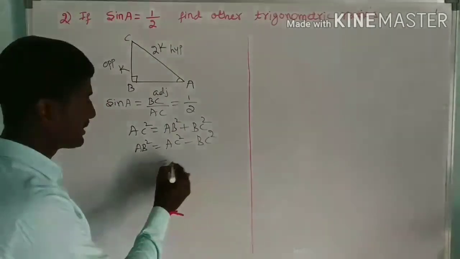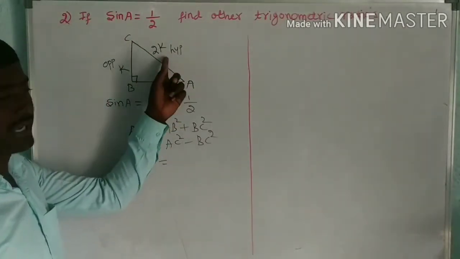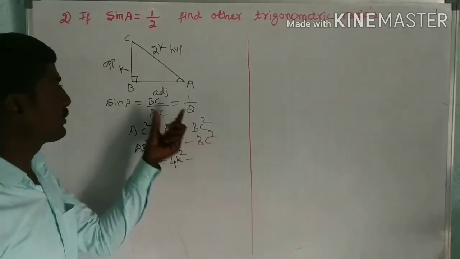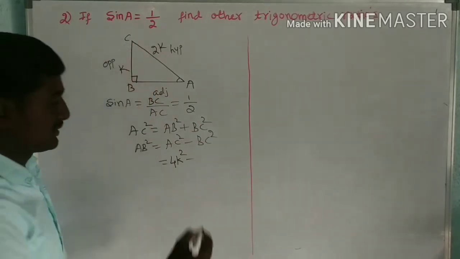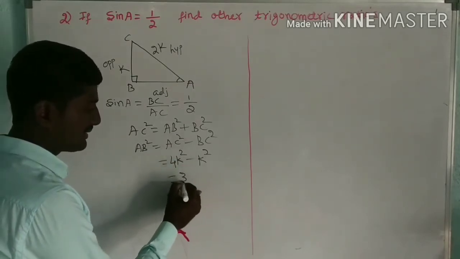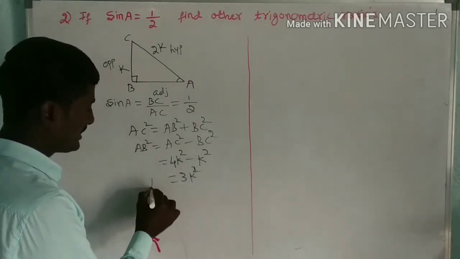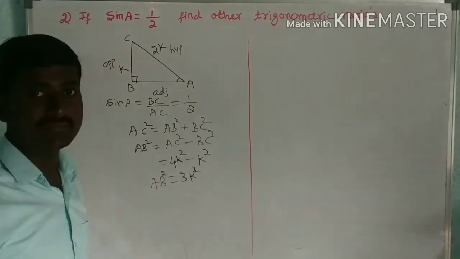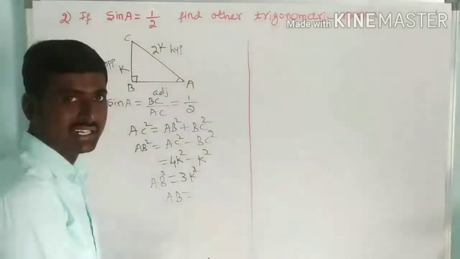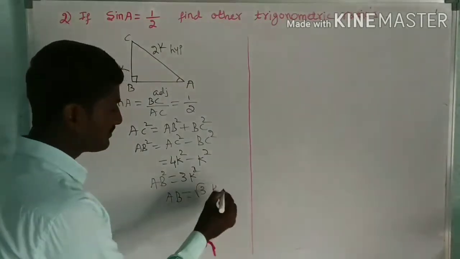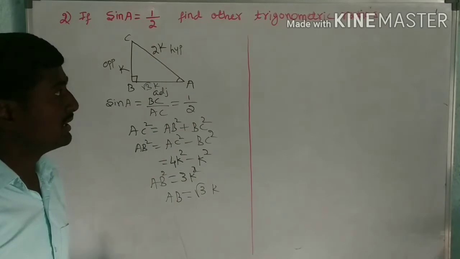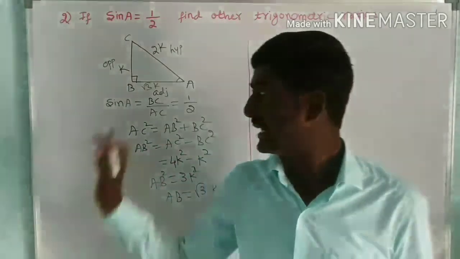Now let us substitute the values. AC value is how much? 2K. Square means 2 square, it is 4K square, minus BC square. BC value is K, so that is minus K square. Now 4K square minus K square, that is 3K square. So I got AB square. But I want AB, so take the square root on both sides. We will get root 3K. So AB value I am getting here as root 3K. Okay, so we know all three sides of the right angle triangle.